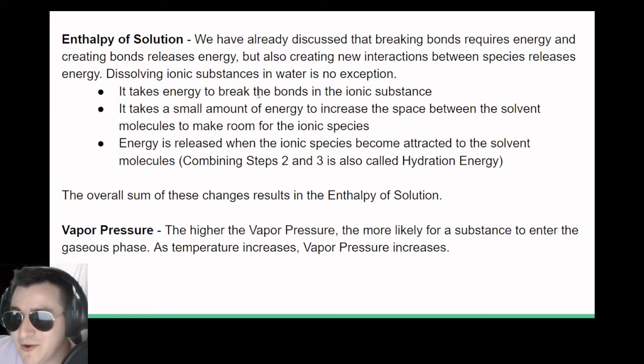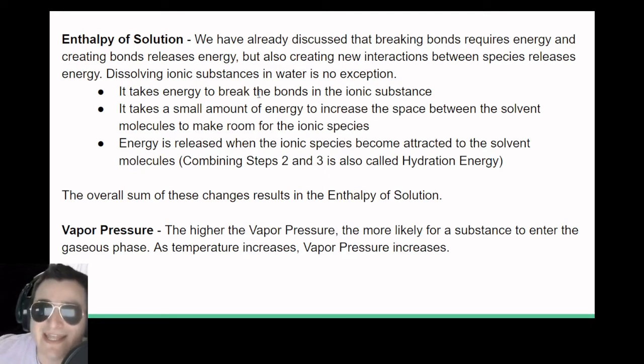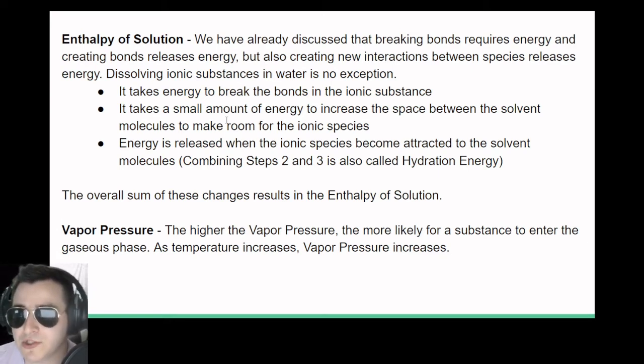However, when these little positive and negative itty-bitties then become attracted to the positive and negative dipoles of the water molecules, that releases energy. And so a little terminology here, steps 2 and 3 here, is also called hydration energy. Because the energy released from step 3 is always greater than the amount of energy it takes to separate the water molecules. Why? Because you have water molecules that, yes, are very polar bonds, but they're not total poles.